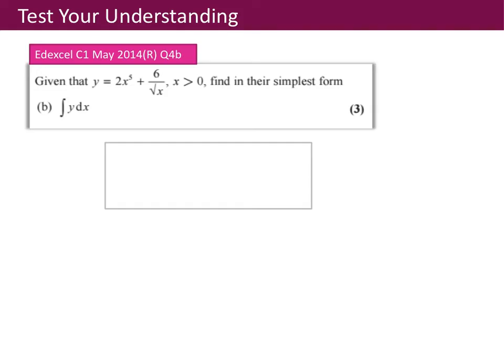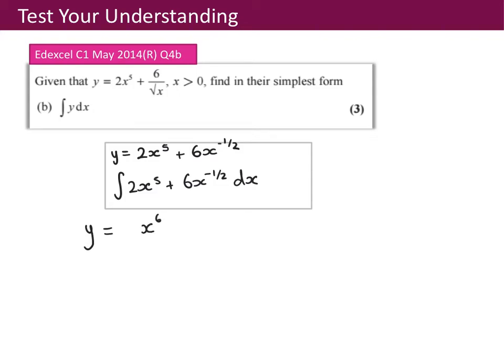Okay, so y equals 2x to the power of 5 plus 6 over the square root of x. Step 1, we rewrite our equation so that everything is to the base x. This becomes plus 6x to the negative a half. Step 2, we're going to integrate y with respect to x. Step 3, we integrate, increase the power by 1, 6, divide by the new power, 2 divided by 6 is a third.